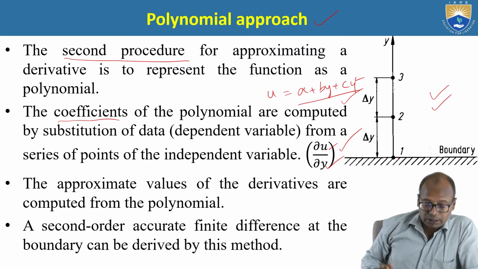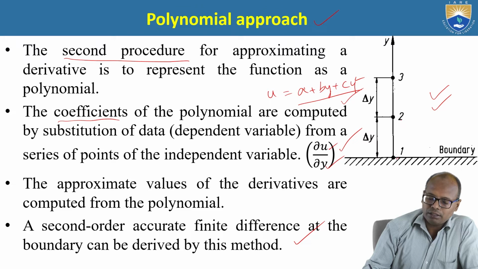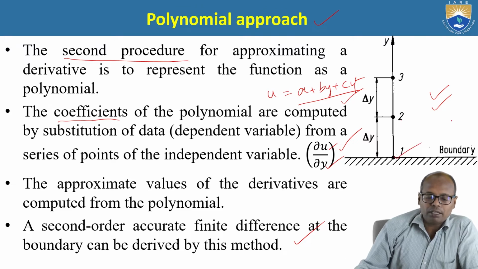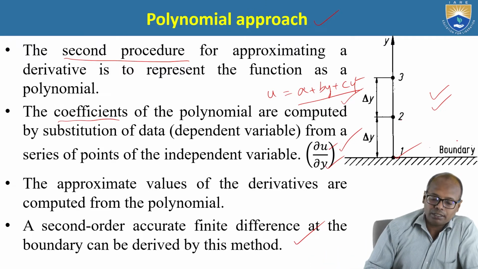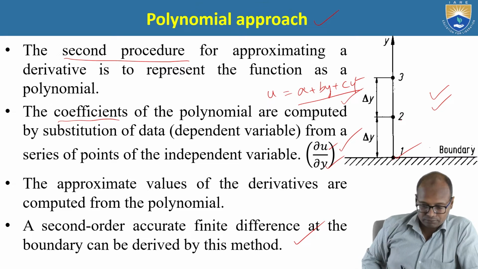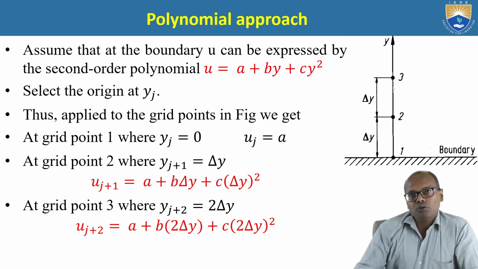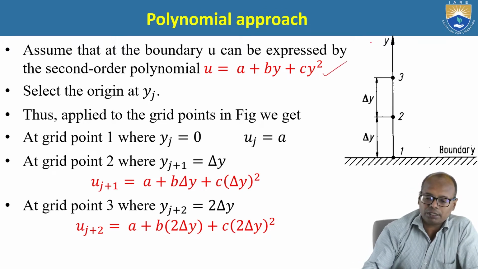Now this is the alternative method, other than using the reflection boundary condition, for finding the second order accurate differences for the element at the boundary. Now we will see how this approach works using this example that we have considered.